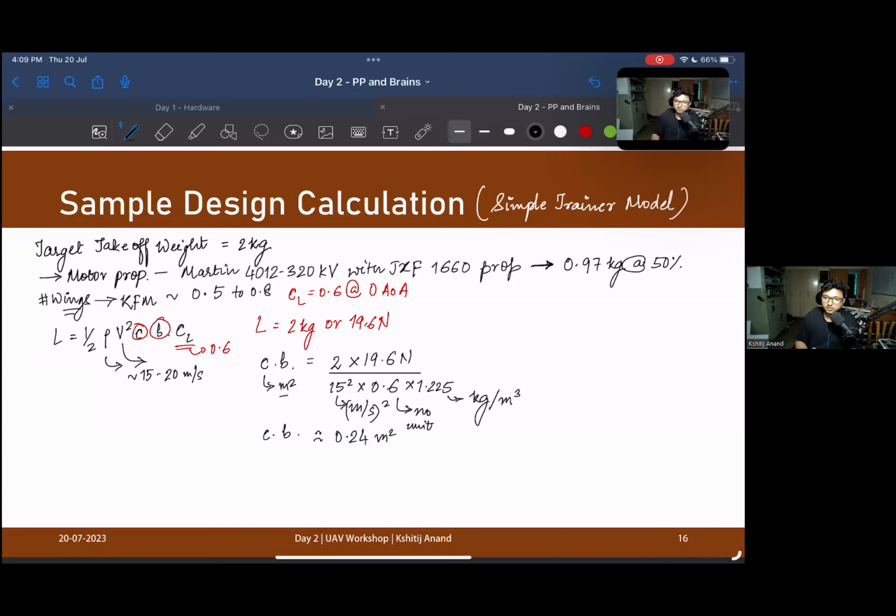Right now you don't know the chord, you don't know the wingspan. You have this crucial information that you have gotten the wing area, but you don't know the wingspan and chord individually. So how do you find out what chord or what wingspan should I take? Now you look at aspect ratio.